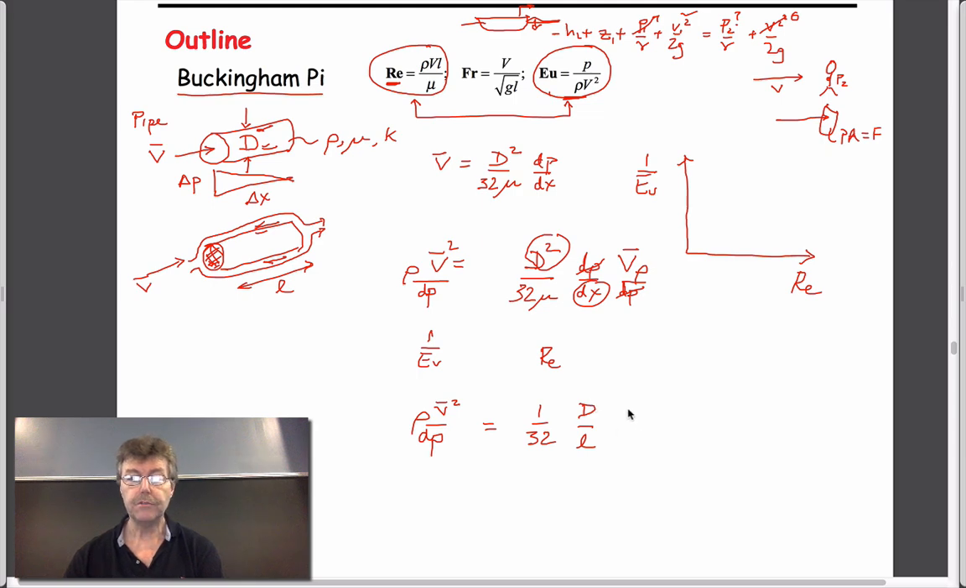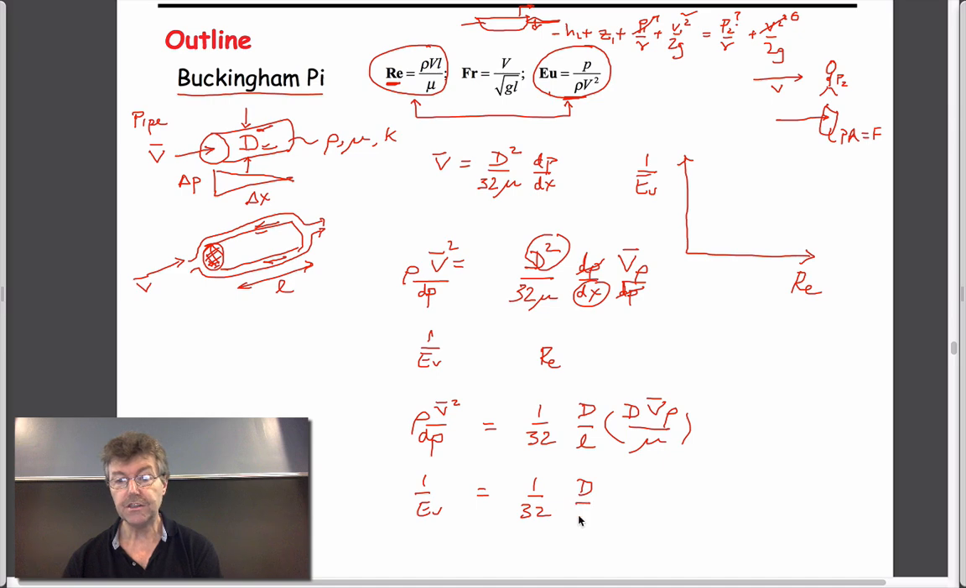And what are we left with? We're left with another d, we're left with a v, and we're left with a rho, and hopefully we have a viscosity. So we basically have 1 over the Euler number is equal to 1 over 32, the diameter to length ratio, and then this is Reynolds number.